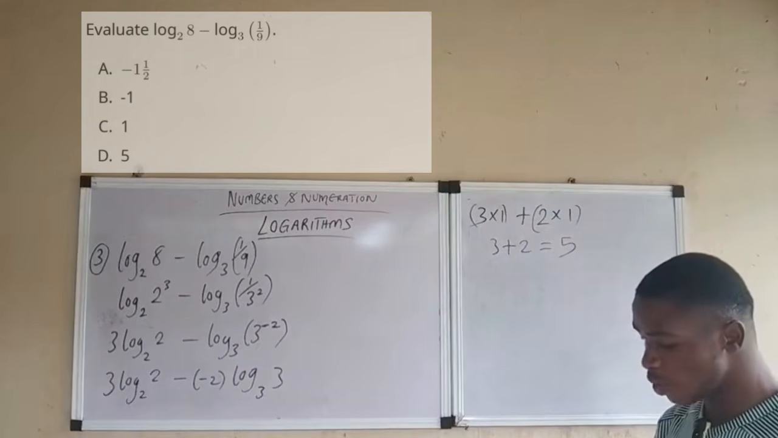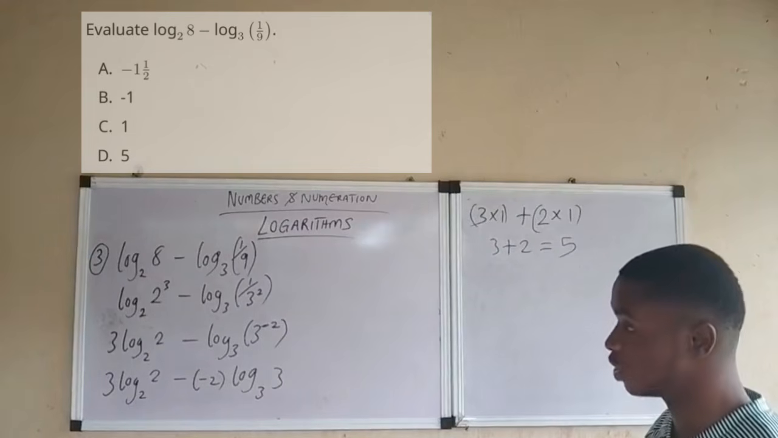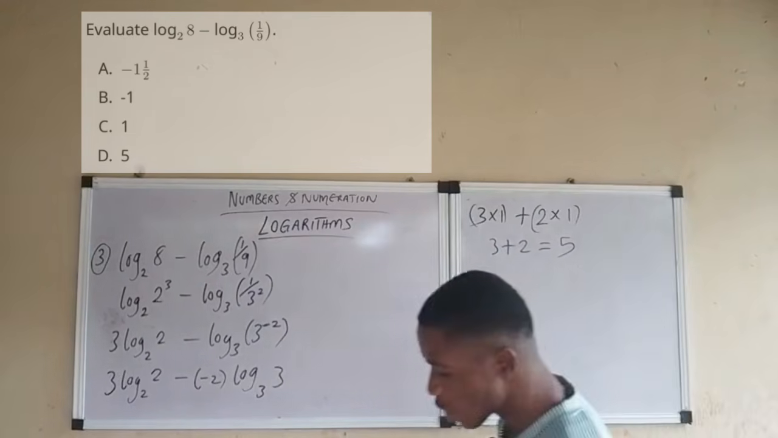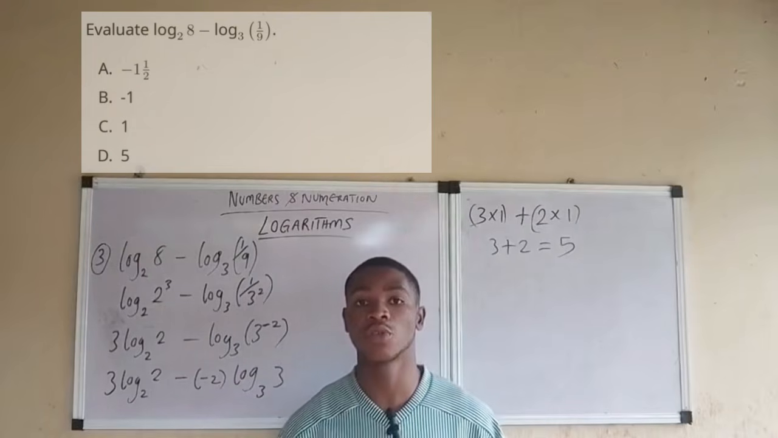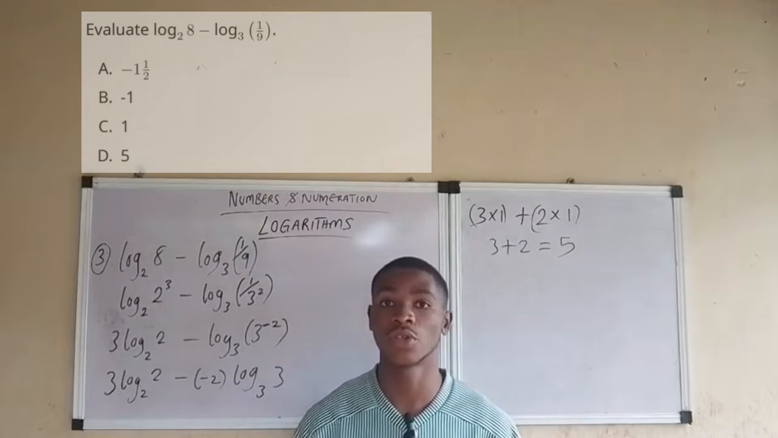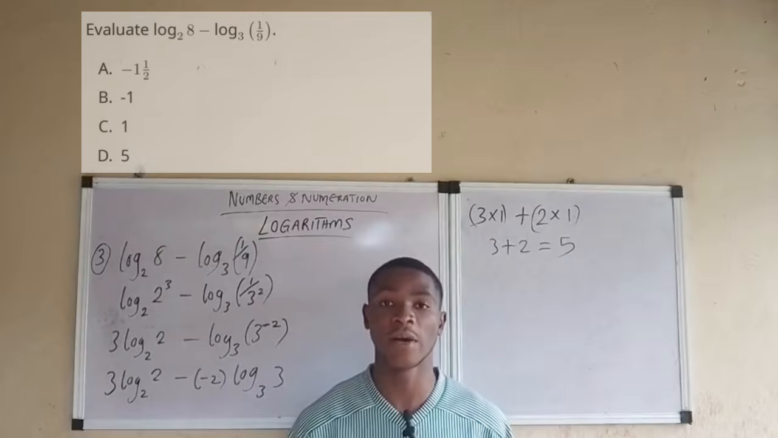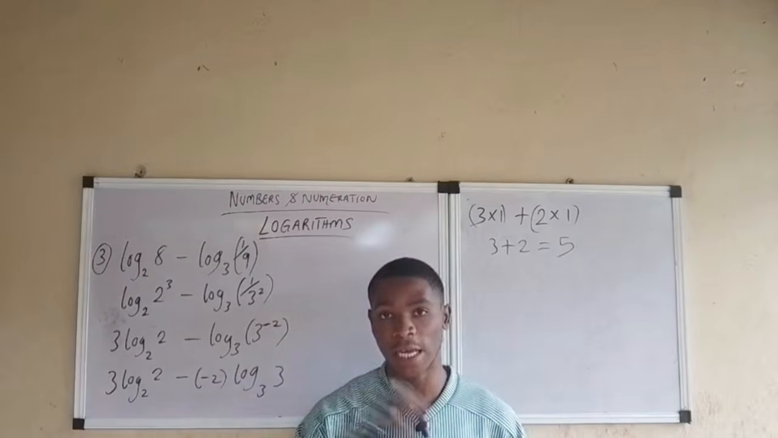So if we look at the options, the correct answer is option D. That's 5. Now we're going to move on to the next topic, which is sequence and series. I'm also going to attempt 3 similar questions that would help you familiarize yourself with that topic. So let's get into it, guys.